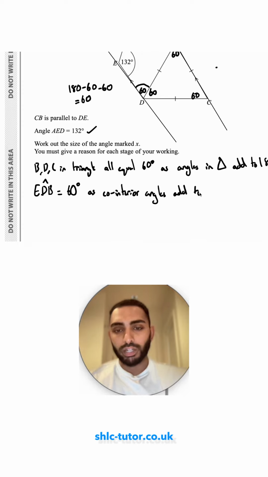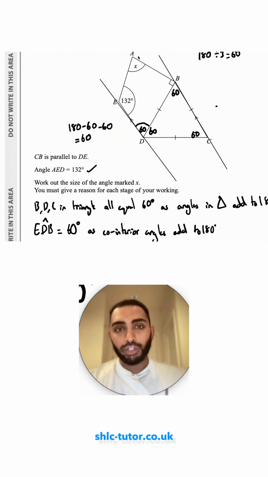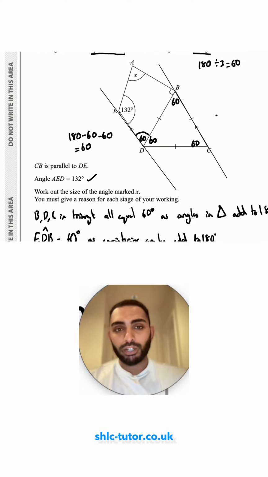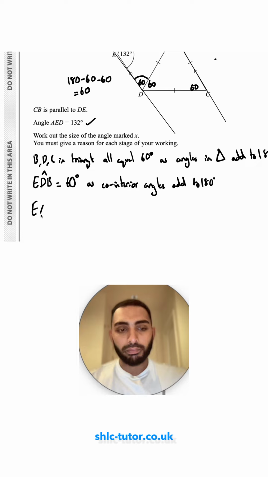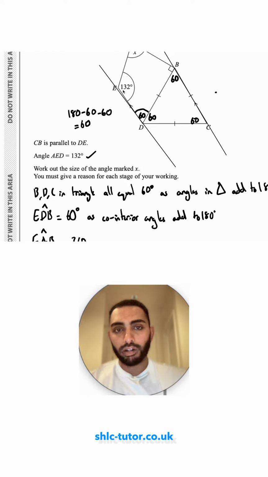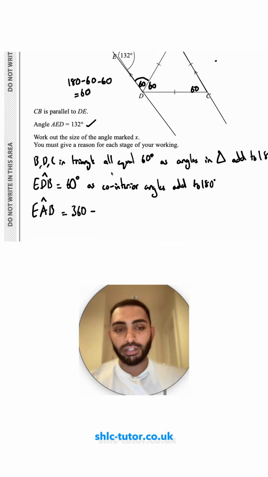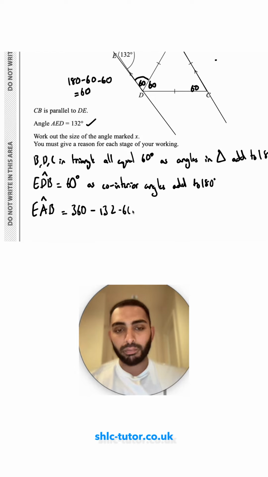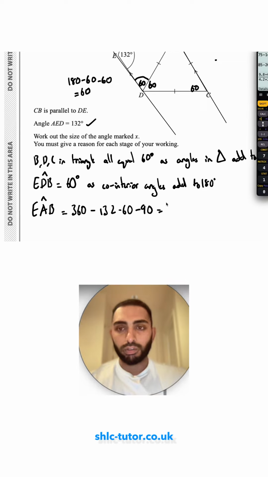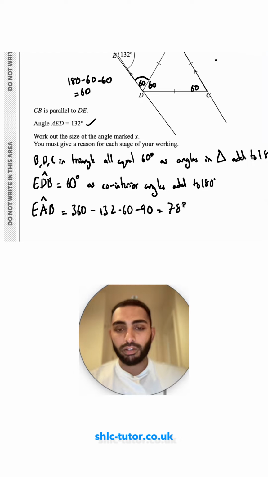I'm trying to find this angle X, and remember we've got a quadrilateral going on over here. That means all of these angles inside this quadrilateral would add up to 360. I've already got 3 of the angles, I just need to find this missing one. So we're trying to find EAB, and that would be equal to 360 minus 132 minus 90 and minus 60. That's equal to 78. So the angle that we're trying to find is 78.